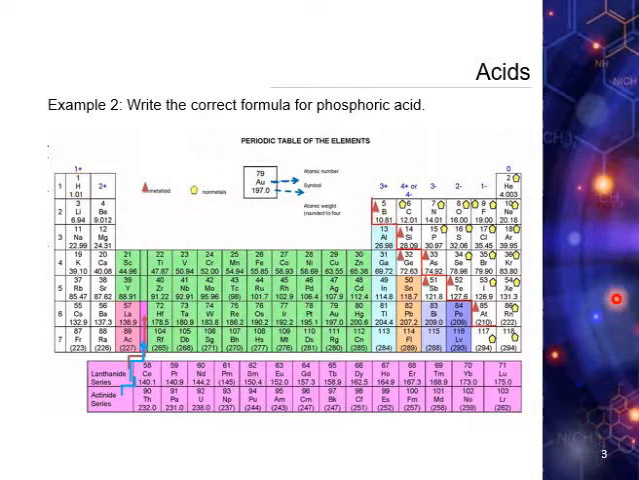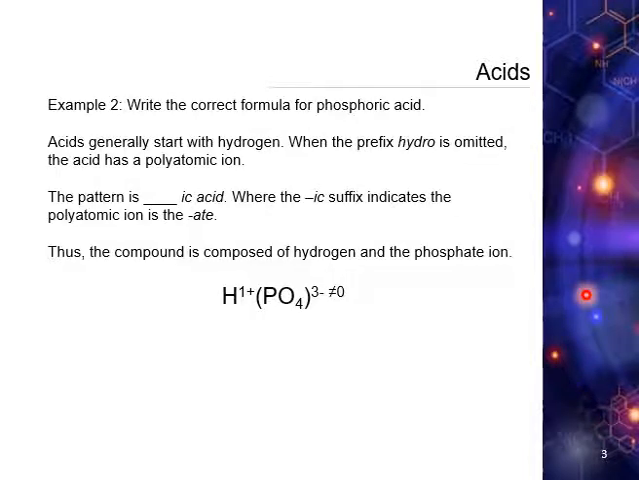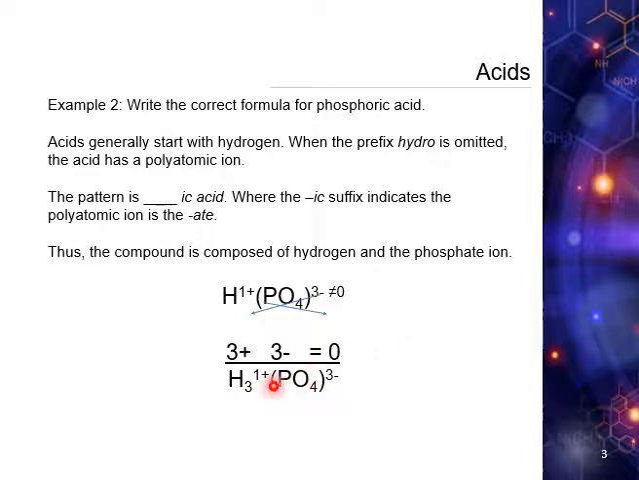Hydrogen is a +1. The phosphate ion is PO4 with the -3 oxidation state. +1 and -3 is not equal to 0. You bring the 1 down, you bring the 3 down. When the numbers become subscripts, they're always positive. 3 times a +1 is a +3 and a -3. It equals 0. We do not write parentheses around the PO4 unless we have more than one of that group. So the correct formula is H3PO4.